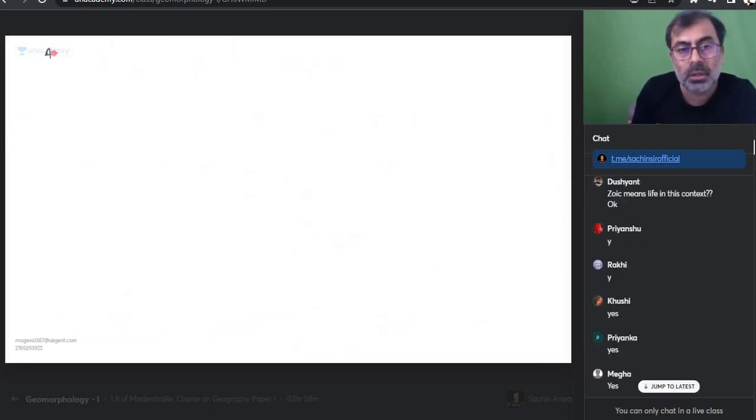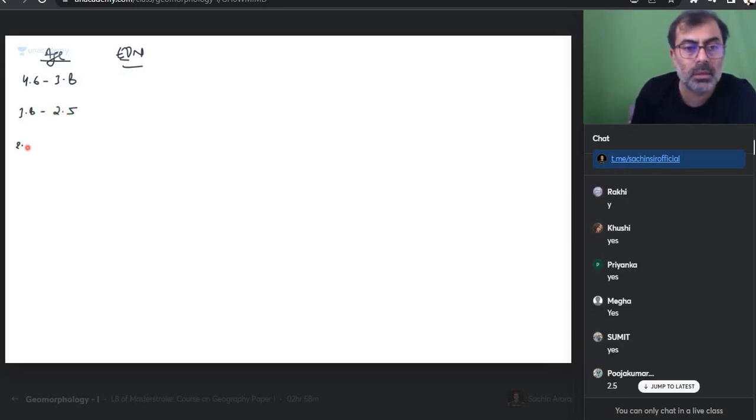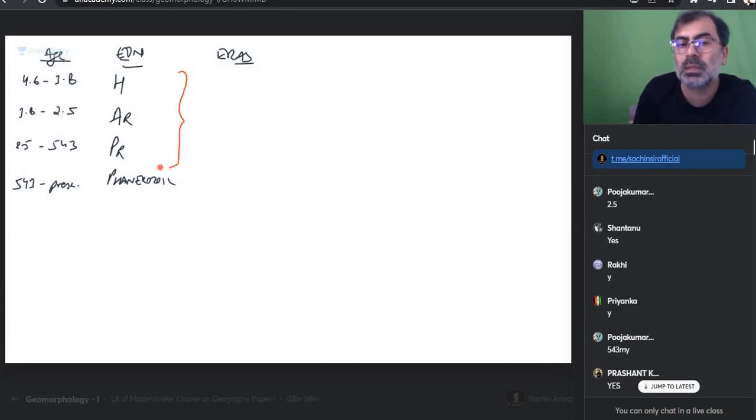Next page. Age, eon. Should I write without looking? 4.6, 3.8, 3.8, 2.5. It was like this, right? I'm writing correctly, no? 2.5, 543, 543 to present. What is this? Hardian, Archean, Proterozoic, Phanerozoic. Now I'm going to divide this eon into eras. I am leaving all of these out. I have left all of these.